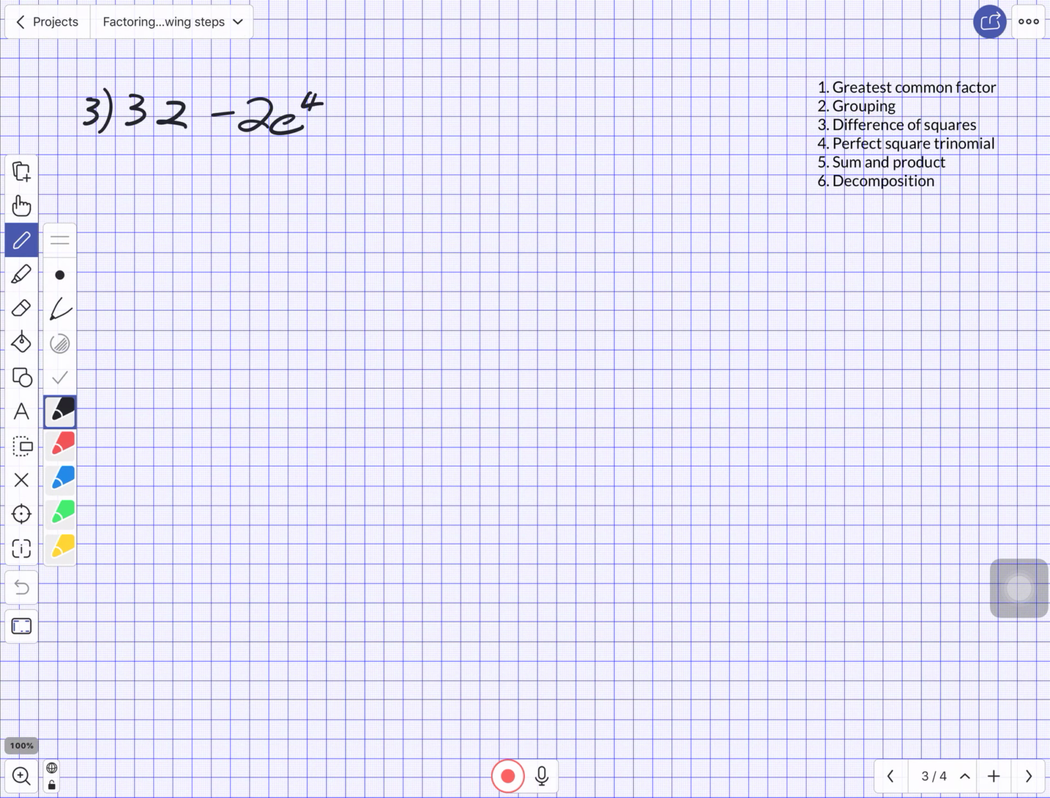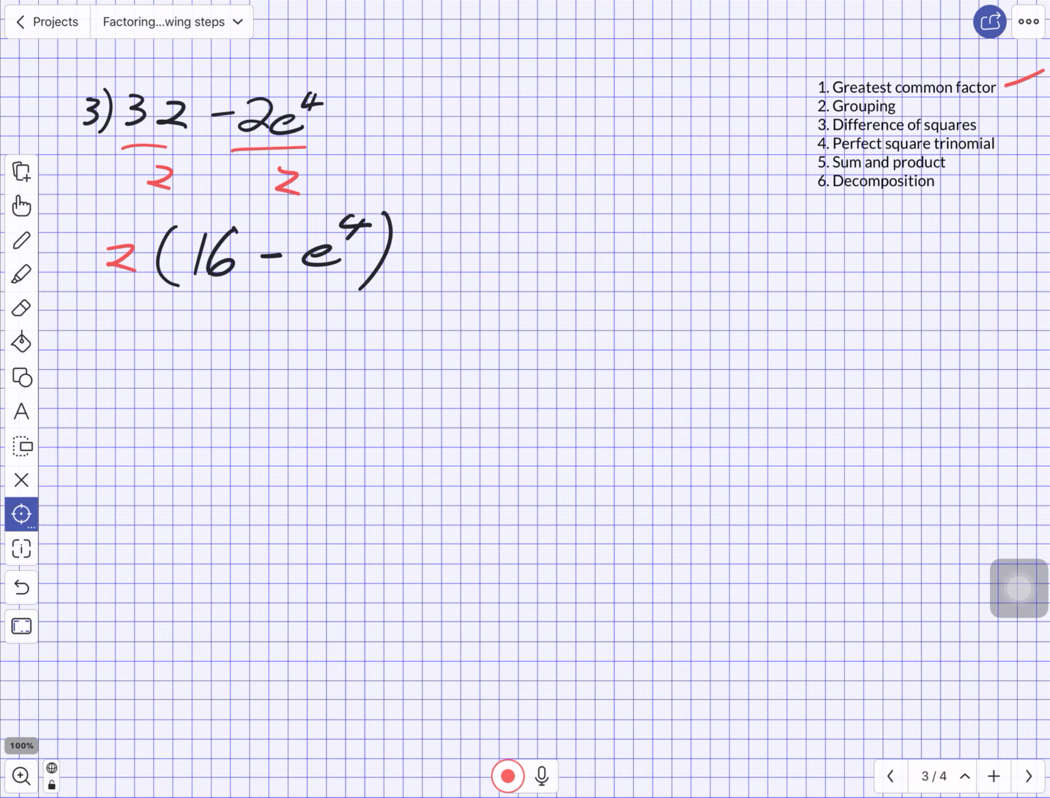Next question. Greatest common factoring to start. This is going to be important here. Do you see a greatest common factor? What do you see? 2. Okay. So if I take the value of 2 out, I'm ended with 2, bracket 32 divided by 2. What do you think that is? 16, minus e to the power 4. Excellent. Okay.